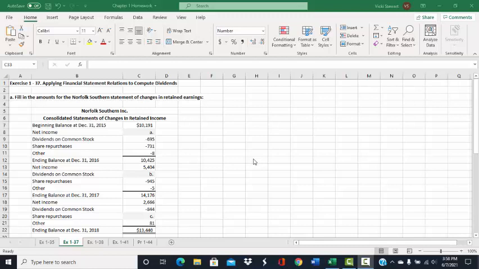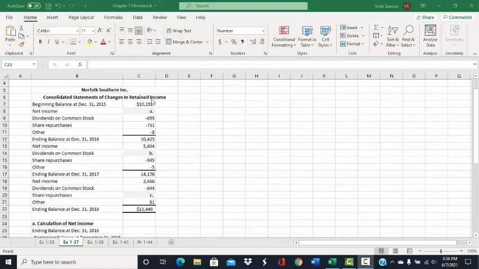This is a demonstration of exercise 137, applying financial statement relations to compute dividends. And in part A, it states fill in the amounts for the Norfolk Southern statement of changes in retained earnings. So the problem has given us 3 years of consolidated statements of changes in retained earnings, but we're missing some information in each of the years.